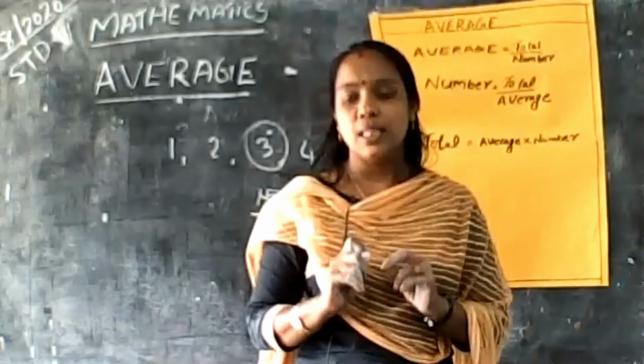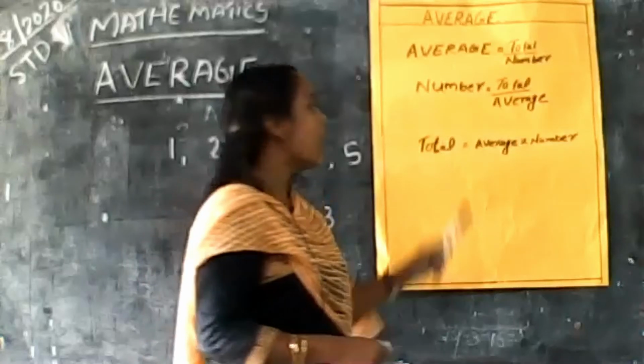How can we find the average? Average is equal to total by number. Next, how can we find the number? How many items are there? Total by average. Next, how can we find the total?